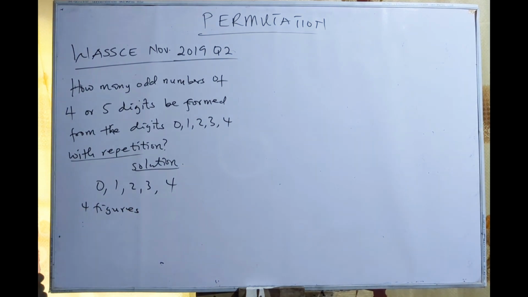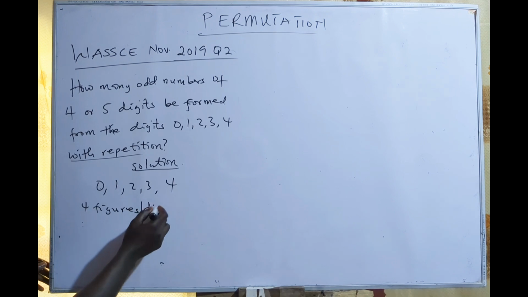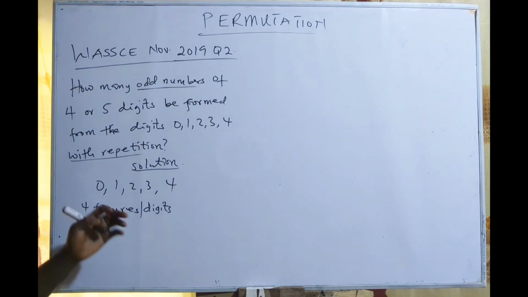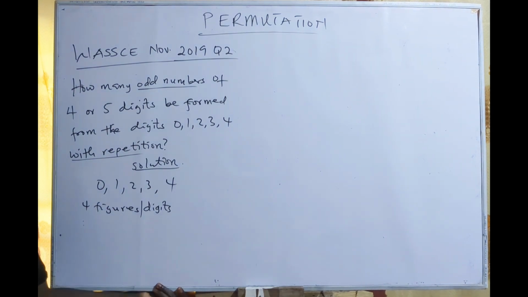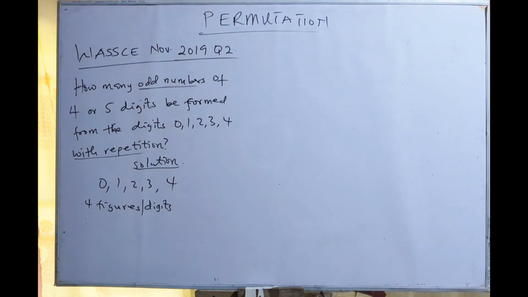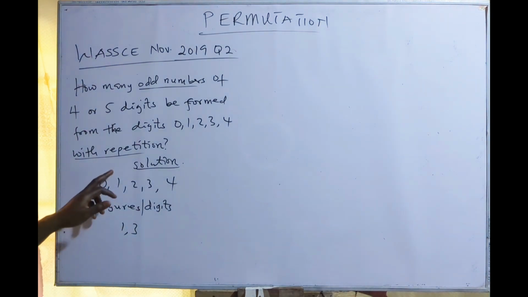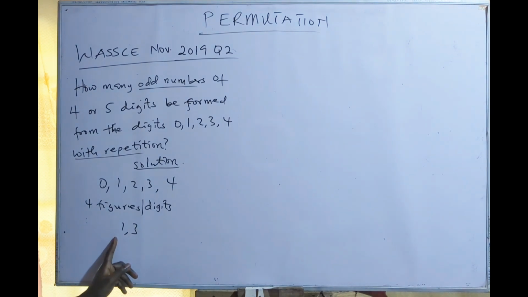The number of 4 figures, or 4 digits, and the number should be odd. If the number should be odd, then the last number, the unit digit, will determine if the number is even or odd. So if the last digit ends with 1, then the number will be odd. If it ends with 3, then the number will also be odd. So we have two ways: either the number is ending with 1 or 3.